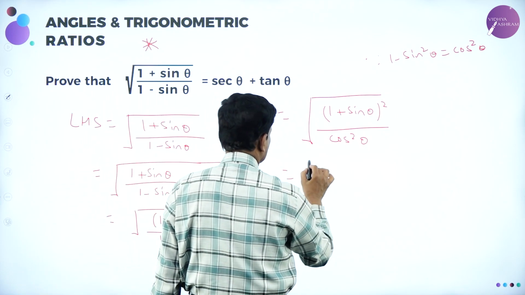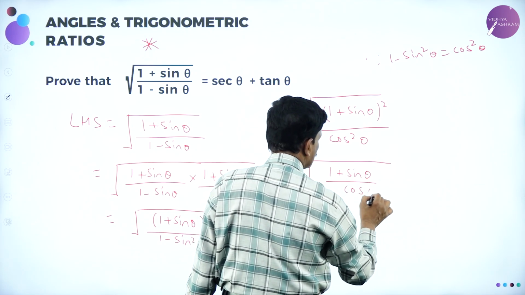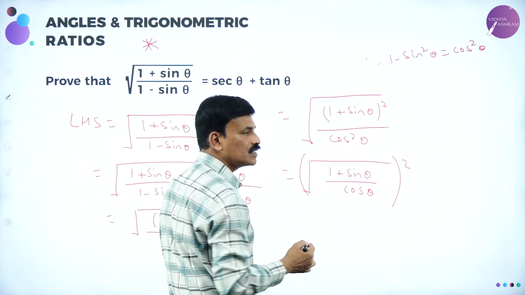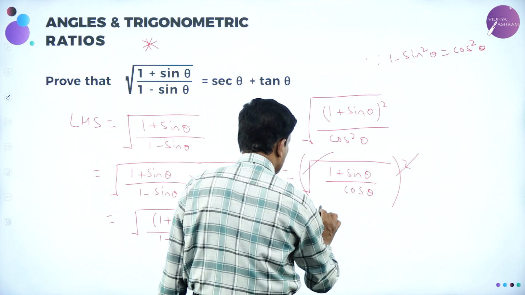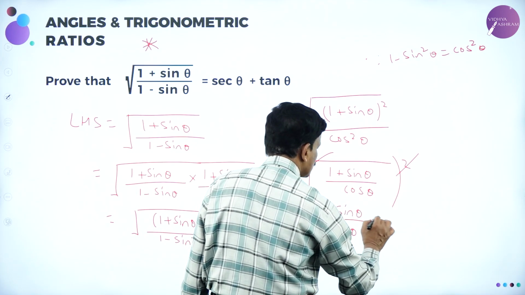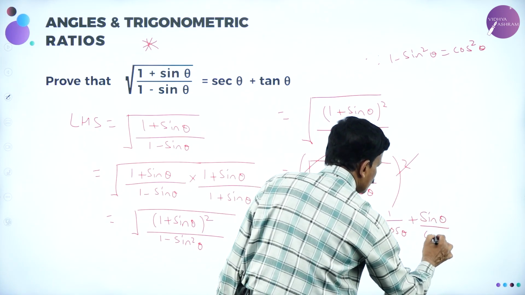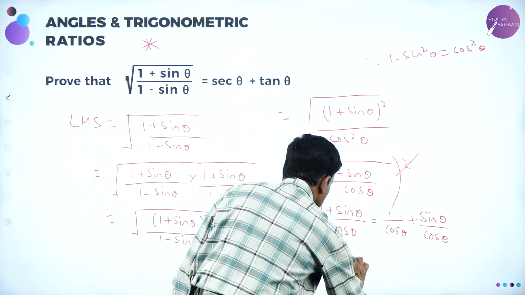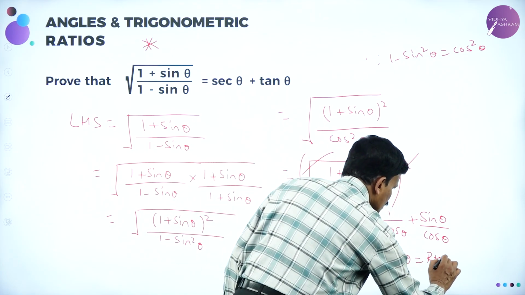So this can also be written as the square root of 1 plus sin theta divided by cos theta whole square. 1 plus sin theta whole square divided by cos square theta can also be written as 1 plus sin theta by cos theta whole square. Square and square root get cancelled. What is left over is 1 plus sin theta divided by cos theta. Term by term division, that is 1 by cos theta plus sin theta divided by cos theta. What is this equal to? 1 by cos theta is secant theta, plus sin theta by cos theta is tan theta, which is the required RHS.